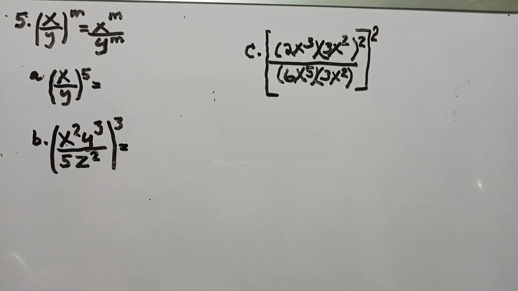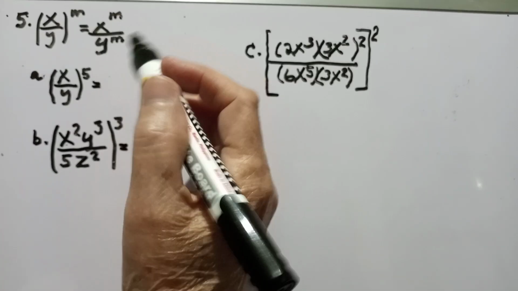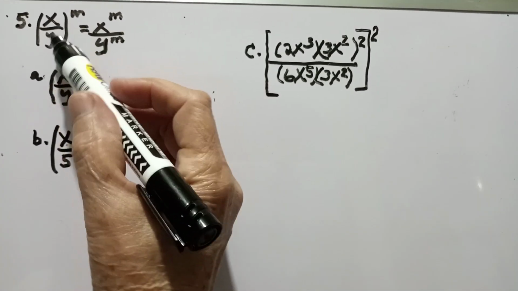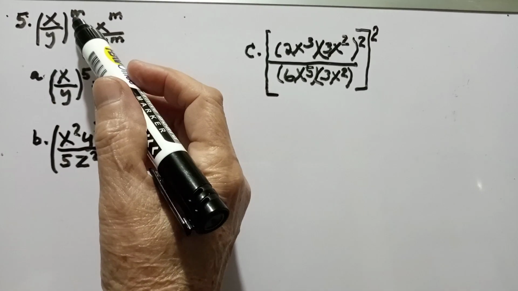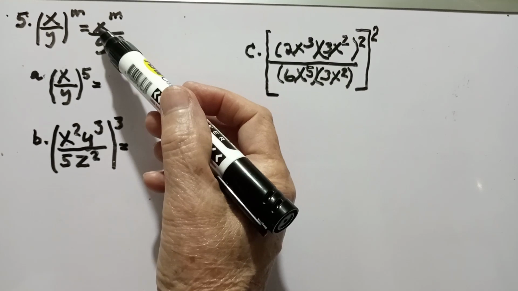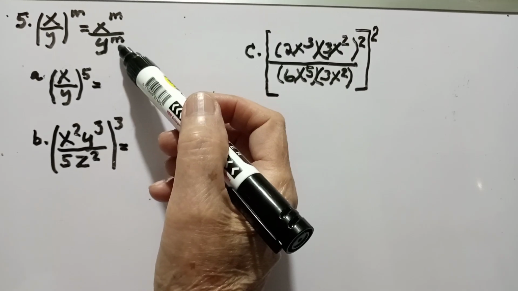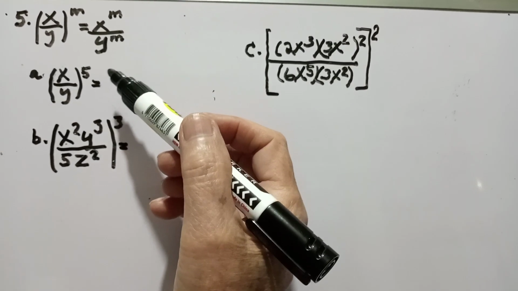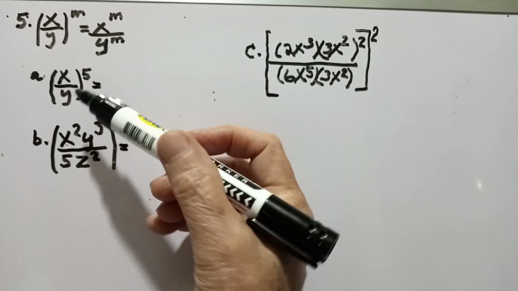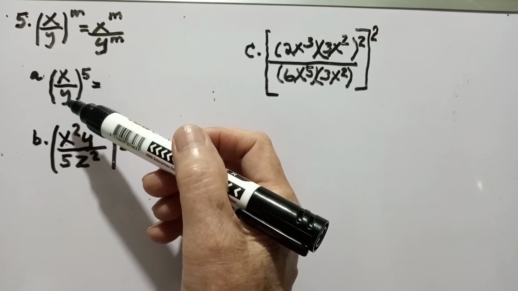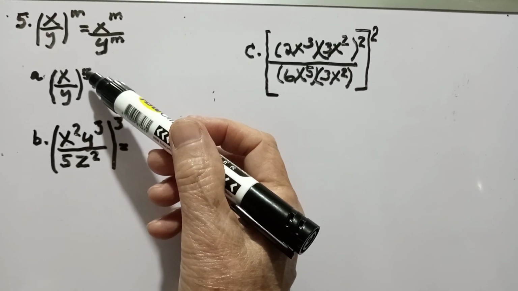Fifth law. We have the quantity x over y raised to the m. This is equal to x to the m over y to the m. Now, for example, we have x over y, quantity raised to the fifth power.